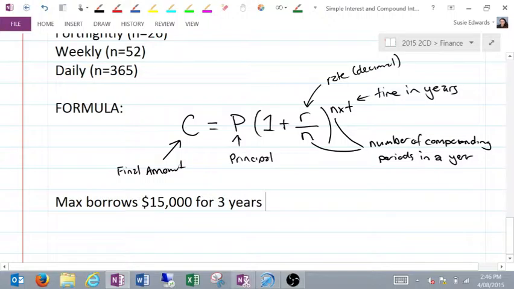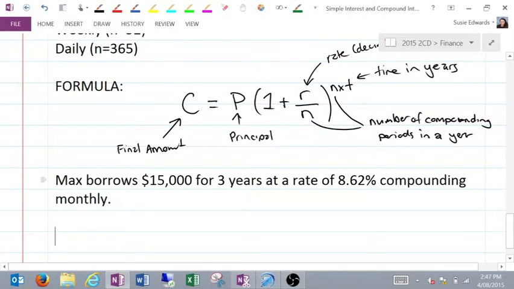All right. Max borrows $15,000 for 3 years at a rate of 12.3%. No, let's go with something like a car loan type thing. Let's go with 8.62%. All right. So Max borrows this much at a rate of this, compounding monthly.